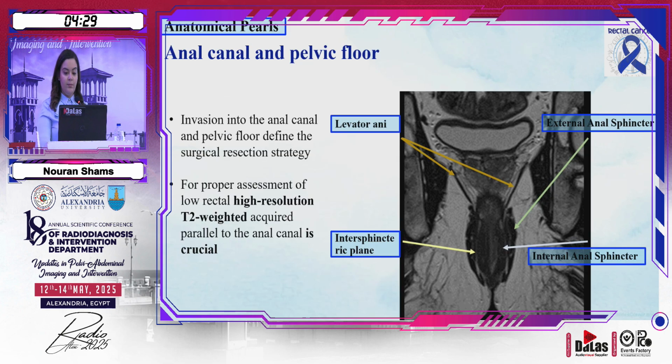The anal canal is very important, and assessment of the sphincteric complex is a game changer in surgical approach and may leave the patient with a lifelong colostomy. Therefore, recognizing it is very important, and this is possible on T2 coronal images parallel to the sphincteric complex.